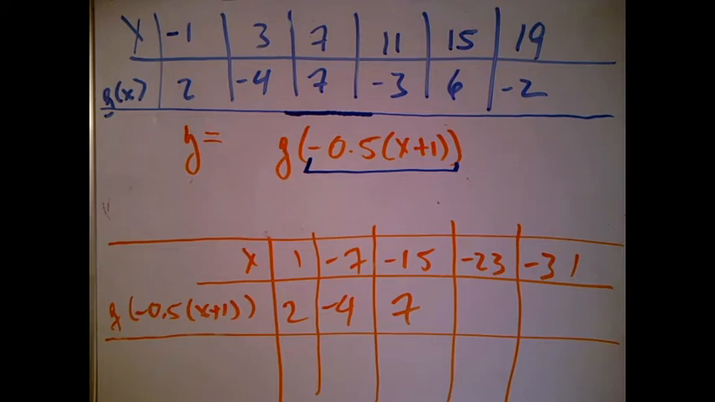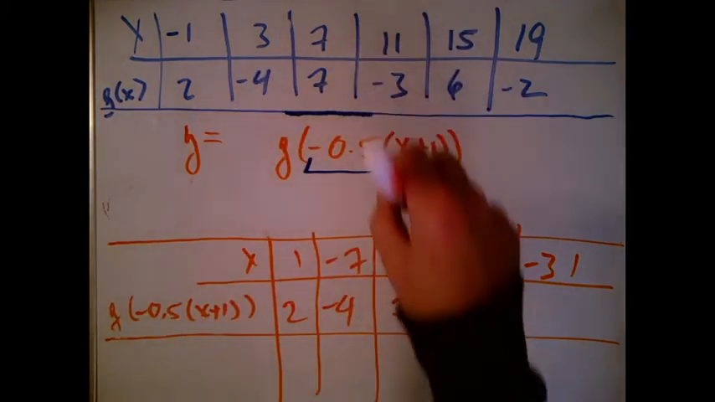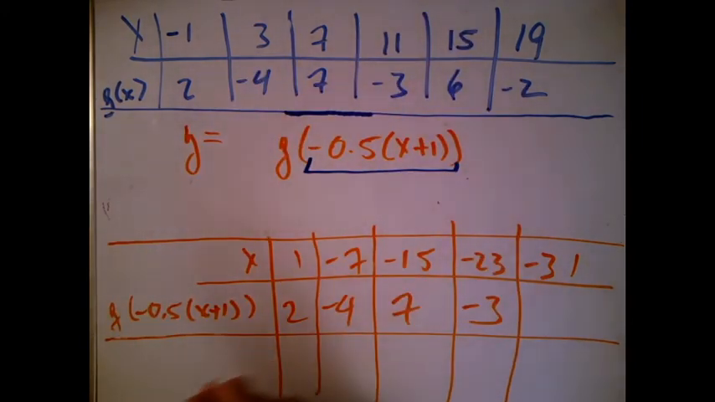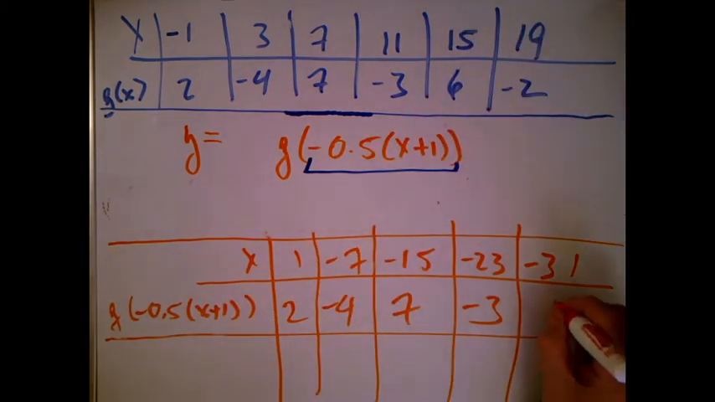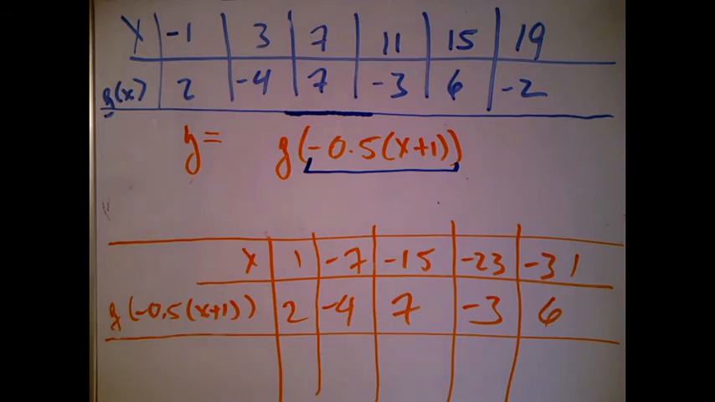When I get the -23, I plug -23 in here, I get -22. -0.5 of -22 is 11. According to the table up here, g of 11 is -3, like this. Last one. When I take -31 and I plug it in here, I get -30. -0.5 of -30 is 15. G of 15 is 6. And I have that, which is great. So this row works and is checked.